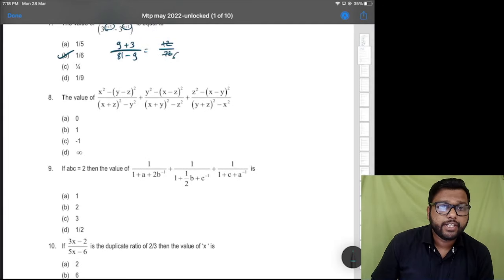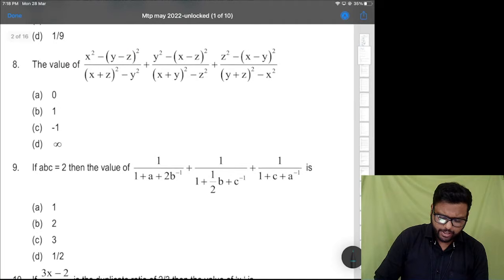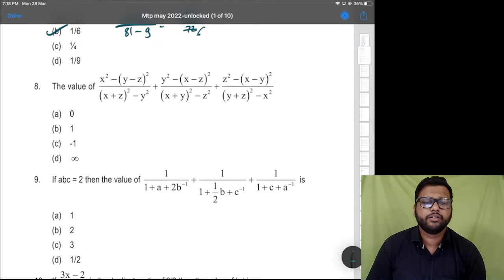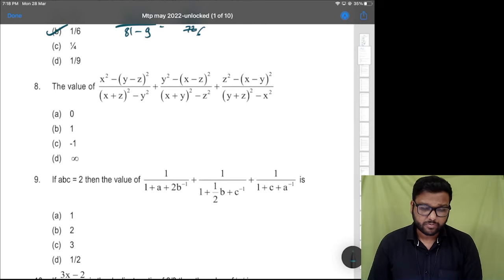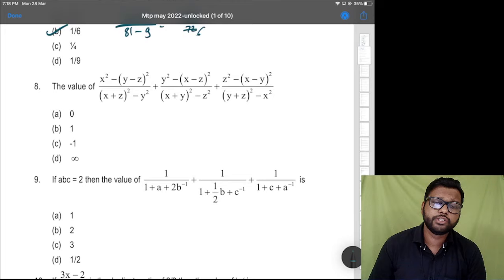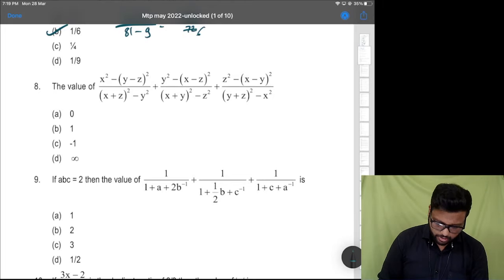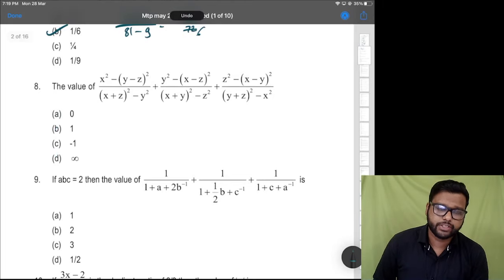Okay, so next is question 8. Question 8 is value of x square minus something something. That is a big expression, right? And options are 0, 1, minus 1 and infinity. Understand, in such kind of questions you can assume any values for x, y, z. Why? Because anyway there is no x, y, z in the options, right? That means for any value the answer should be the same.